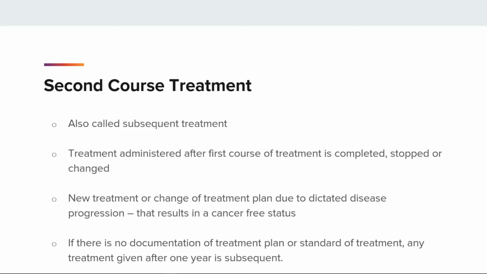Occasionally, if first course treatment ends due to documented disease progression, it may be the second course or subsequent treatment that results in a cancer-free status. And then if there is no documentation available regarding a treatment plan or standard of treatment, then any treatment given after 1 year is considered subsequent. This is mentioned in the SEER program coding and staging manual.